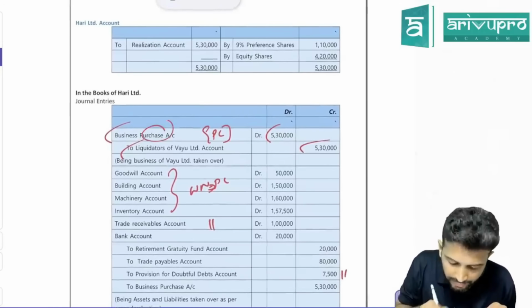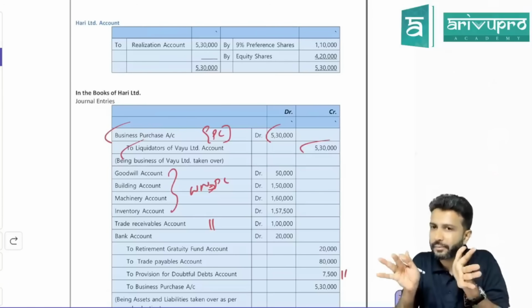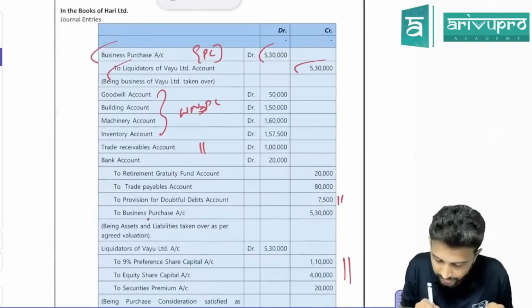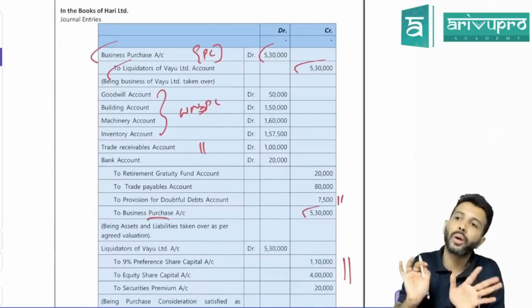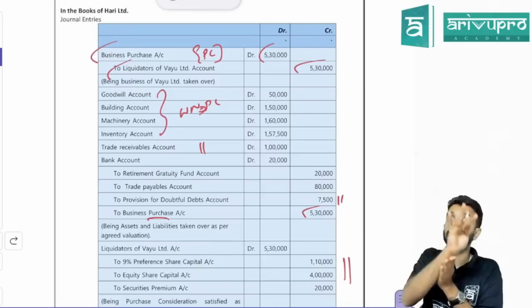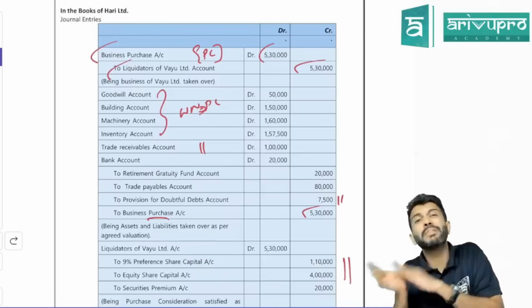Then you have debited the business purchase account here. It is a dummy account. It's just a routing entry that will get cancelled. Here you have debited. How do you cancel it? Credit it here to business purchase 5,30,000. Okay? So now, sir, it is the purchase method, so do you have to compare net assets with PC and all? Here, no need to do any comparison because PC was missing.